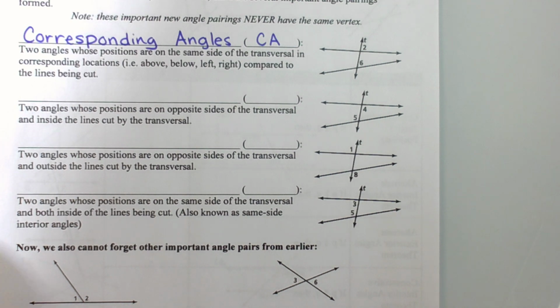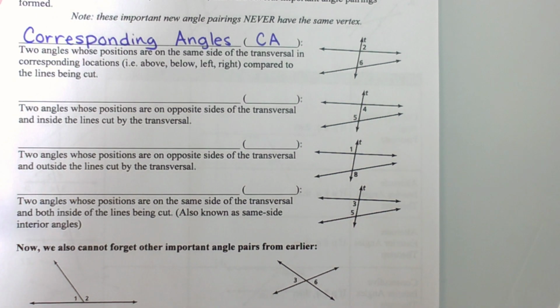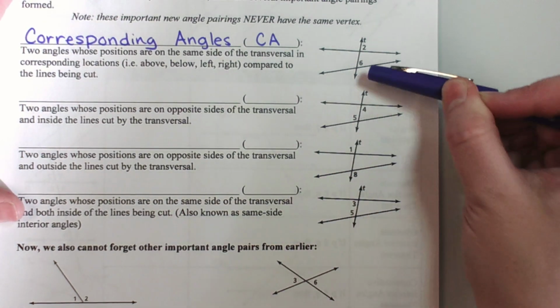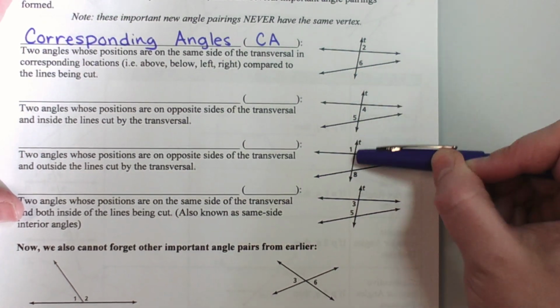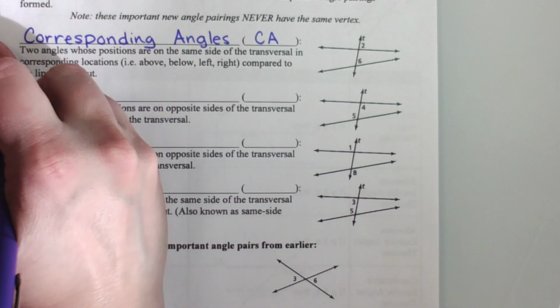The next type is ones like this one's marked with 4 and 5. If I have the two lines being cut by a transversal, and the two angles are on opposite sides of that transversal, angle 4 is to the right, angle 5 is to the left, and they're both between the two lines being cut, they're known as alternate interior angles.